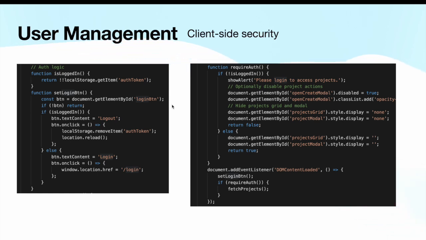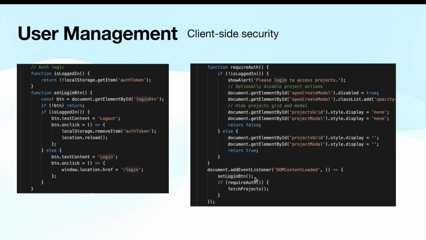The require auth function is fantastic. If you're not logged in, it alerts you. It can even hide or disable elements like the project grid. This prevents unauthorized interactions before a server call is even made. It makes the application feel so much more responsive.